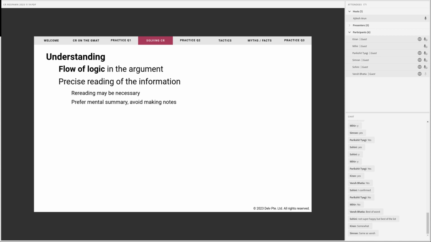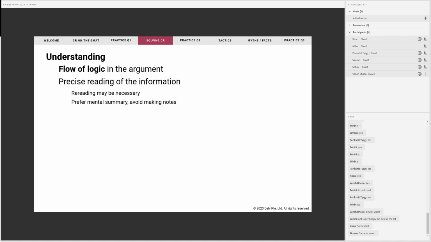Now, sometimes people say that they benefit from making notes. I'm not going to say that I'm against this. I'm just going to give you the pros and cons. The advantage of making notes is that you'll get a better understanding of the argument and you will most likely get a more precise understanding of the argument. The disadvantage is it takes time.